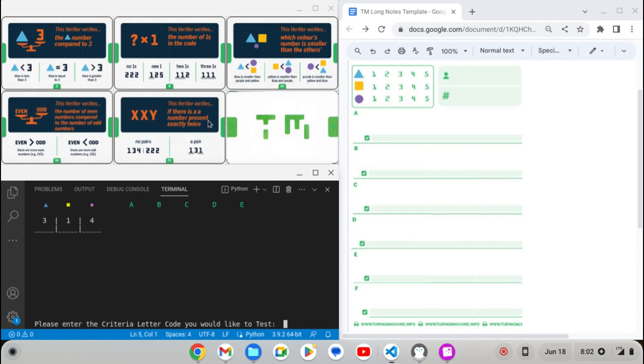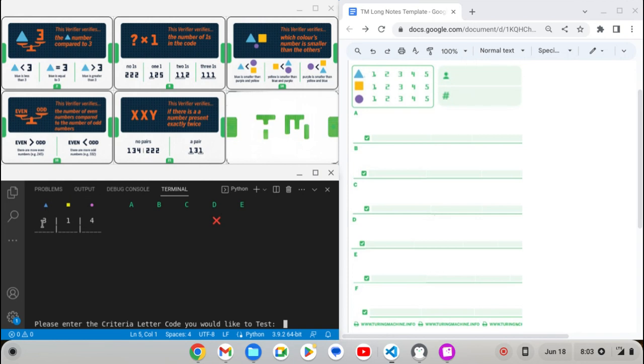Remember, our objective is to find this unique 3-digit code that abides by all the criteria cards we just discussed. And we're going to start off with our proposal of 314. So the first thing I want to test is I want to know how many even to odds there are. So I'm going to test criteria card D.